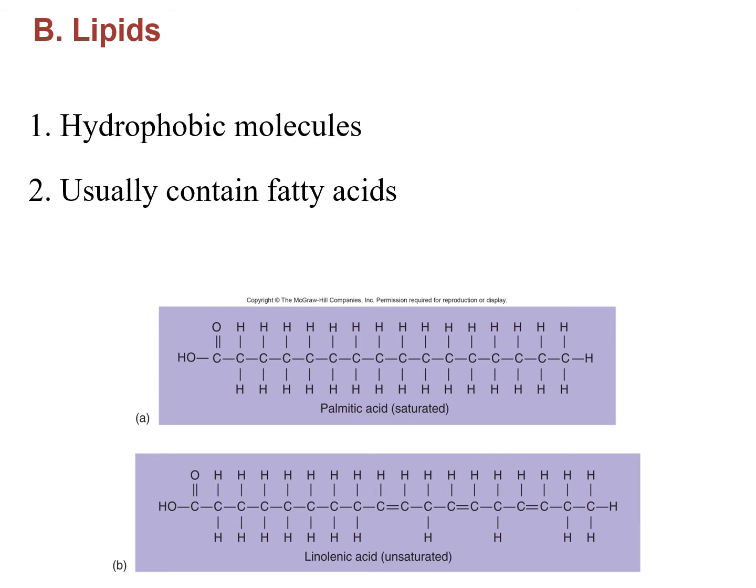The palmitic acid is said to be a saturated fatty acid because it has as many hydrogens as it can possibly hold. The linoleic acid below in frame B is unsaturated because in several places there are 2 bonds between carbons, and each carbon atom can only make 4 bonds. So for each double bond, we lose a hydrogen.